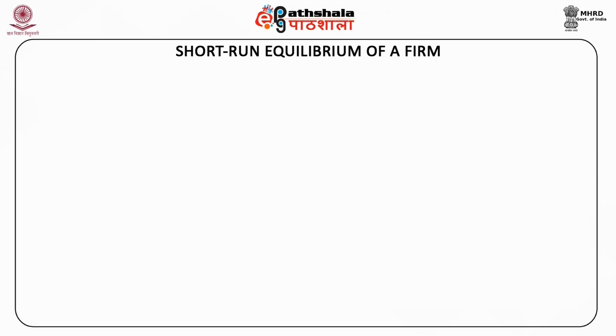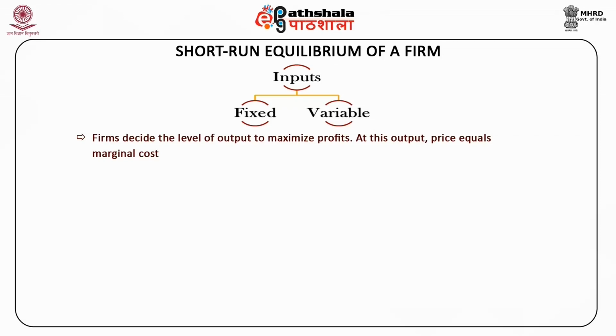Now we'll be looking at the short run price and output for a perfectly competitive firm. In the short run, some inputs are fixed and some are variable. Since the prices are determined by the market forces, competitive firms have to decide its level of output to maximize profits. This is the output at which the price equals marginal cost. In other words, the optimum level of output of the firm is the output at which the firm maximizes its profits or minimizes its loss. At this level of output, the marginal revenue of the firm equals its short-run marginal cost.